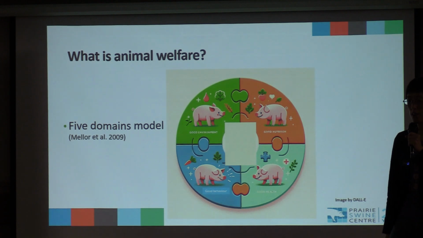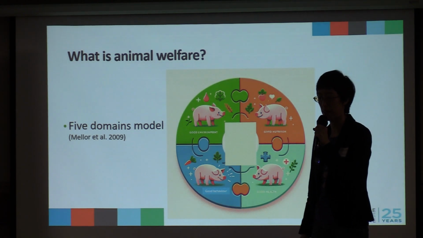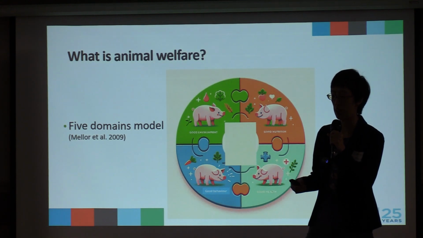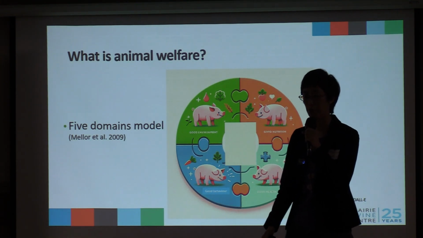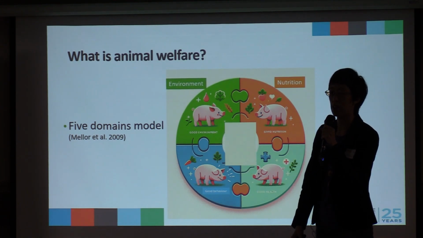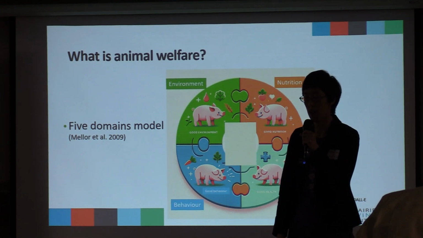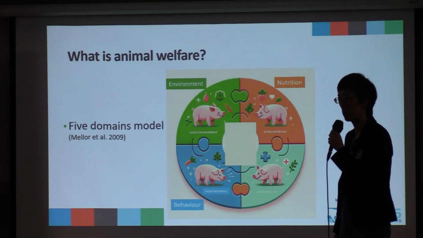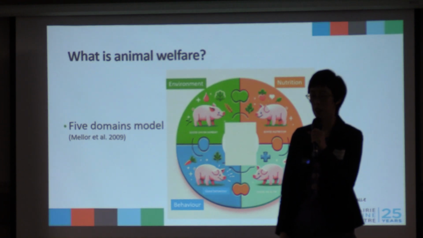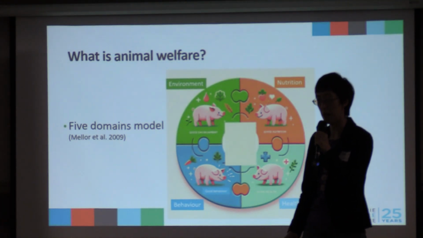I like to use the 5 domains model proposed by Mellor. So basically, animals have some basic needs, the basic domains that we want to fulfill. So for example, they need good environment, they need good nutrition, of course. They also need to express the behaviors that are important to them. And also, of course, they need good health. So these are the basic needs, basic domains.